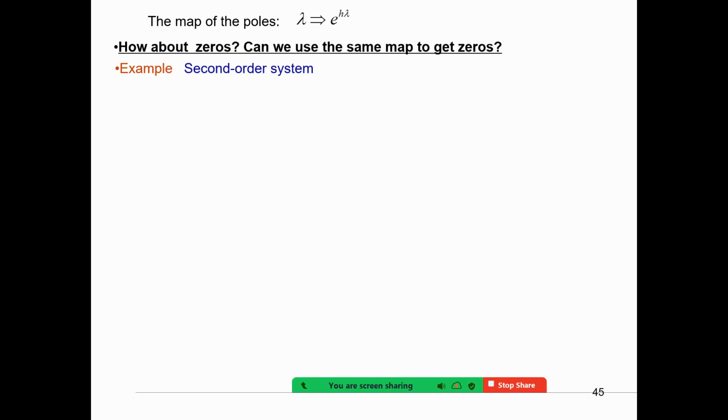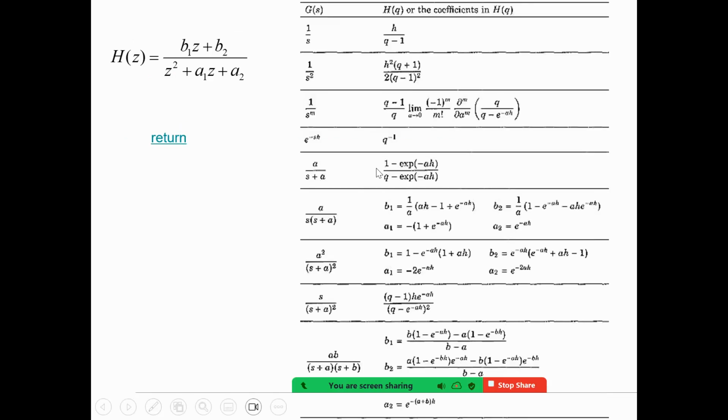Look at this example. A second order system. I have a continuous time system, 1 over s squared. Now, here we have a table 2.1. This is also in the lecture notes. How do we use this table? This is the table where you can get the transfer function by the zero order hold. What is the corresponding transfer function for the discrete time?